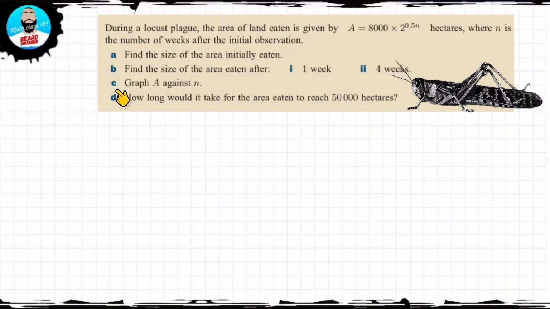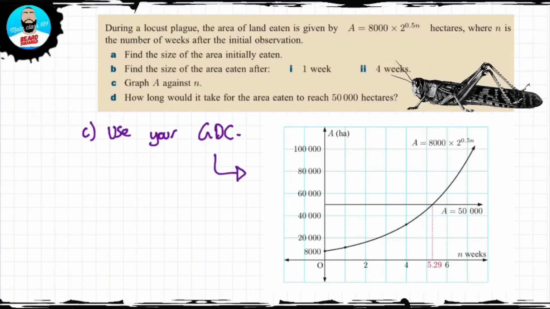Part C, just pause the video here. Try to run that function on your calculator and see what it looks like. So mine turned out like this. There you go, I've got a function that's running up here. And now we can use that function, that graph, to answer part D.